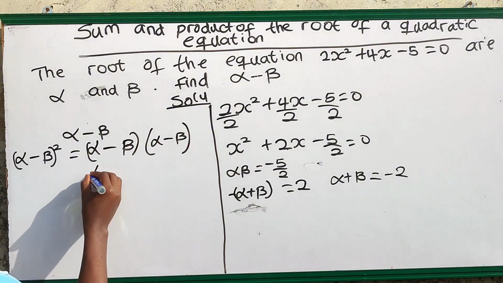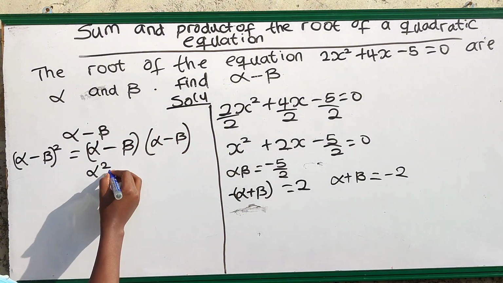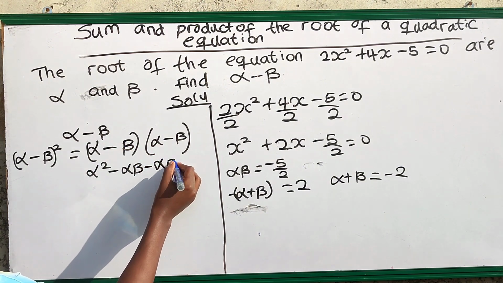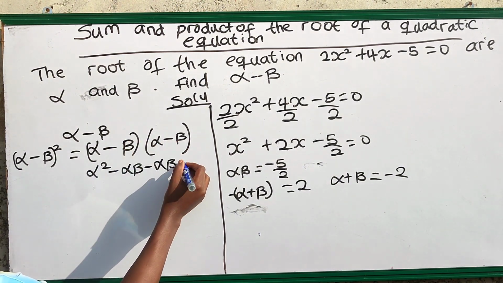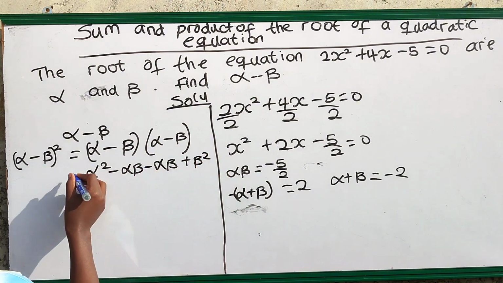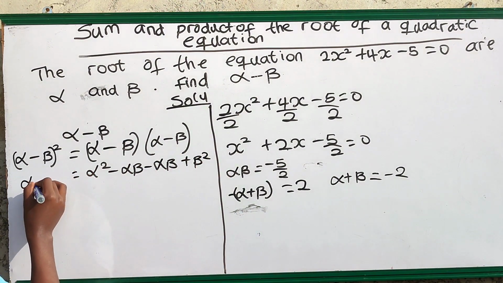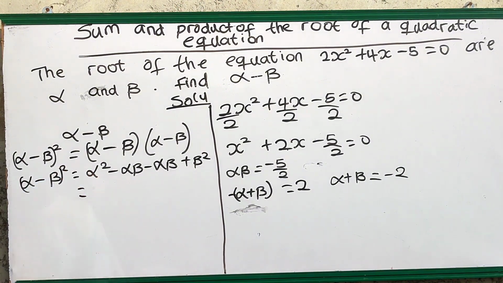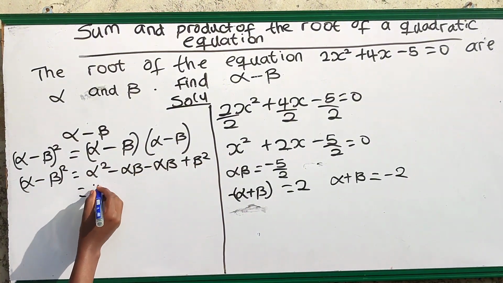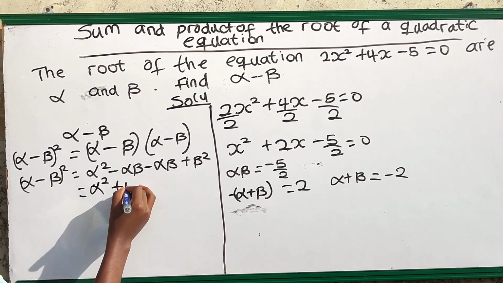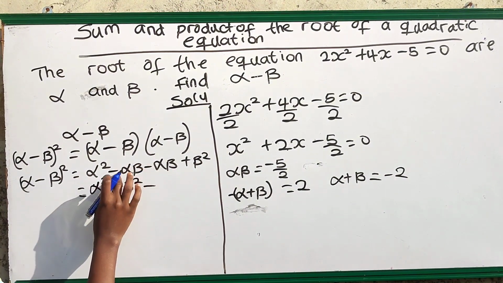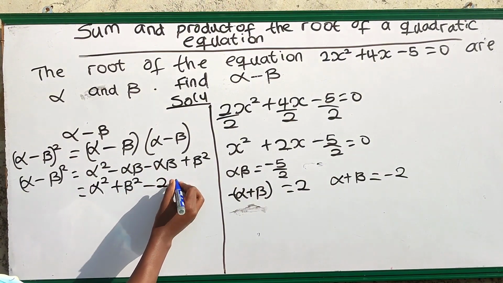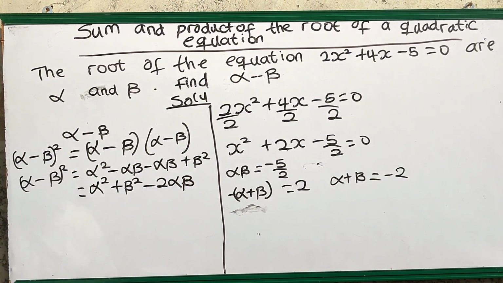Alpha times alpha is alpha squared. Alpha times minus beta is minus alpha beta. Beta times alpha is minus alpha beta. Minus beta times minus beta is plus beta squared. This one can come together: alpha squared plus beta squared, minus alpha beta minus alpha beta is minus 2 alpha beta.